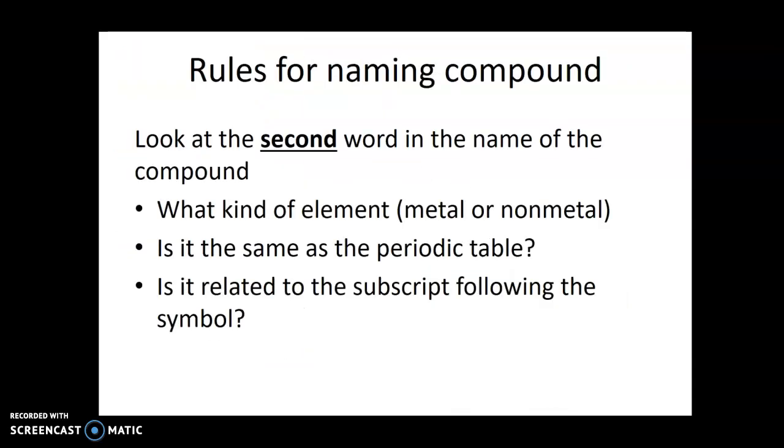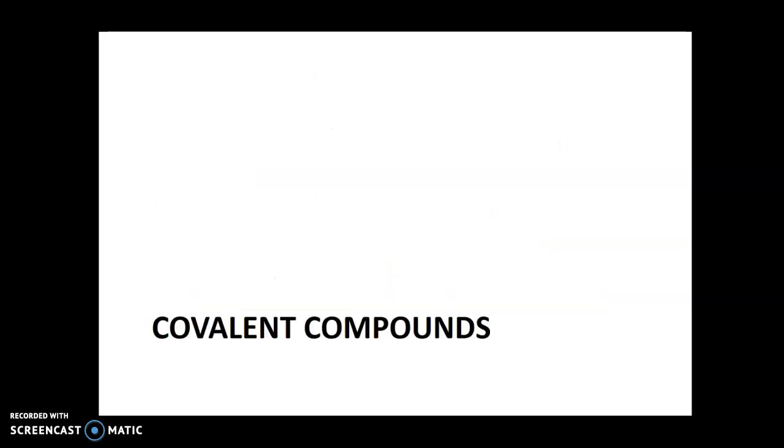So now let's look at the second word in the name of the covalent compounds. Again, what kind of element is it? Is the name the same as the periodic table? And is there somehow some information in the name that is related to the subscript following the symbol in the compound formula?